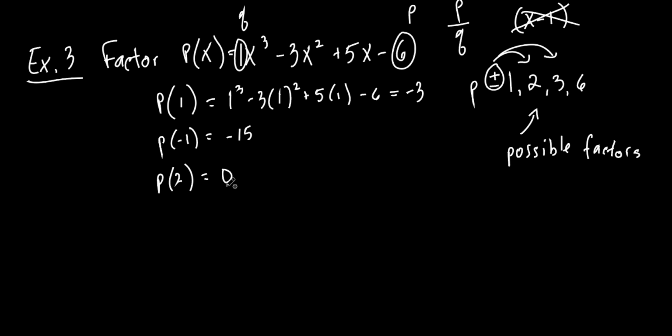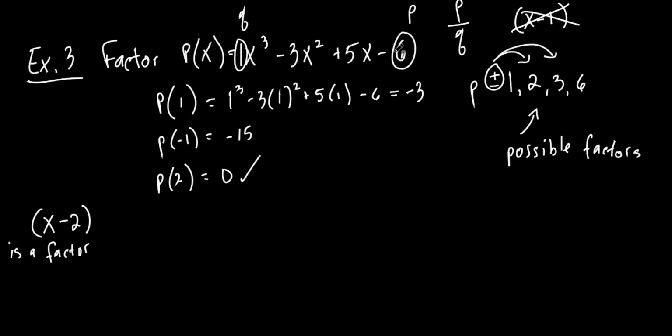So that's a 0. So what does that mean? That means that 2 is a factor. Or what's it going to be when I put it into this? It's x minus 2 is a factor. I always like to write this down just to remind me.